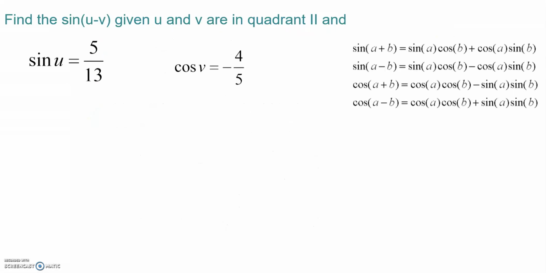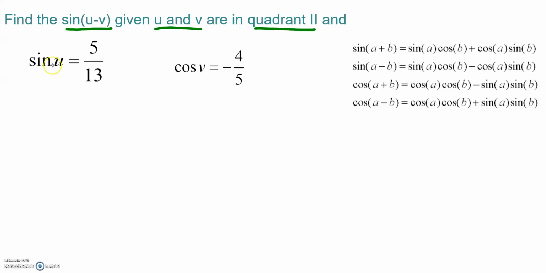Find the sine of u minus v, given that u and v are in quadrant 2. Now what we're going to do is, whenever we're not sure how to start a problem, we usually draw some kind of picture. And a lot of the times it helps to draw a triangle because really, again, everything is based on triangles in some way, shape, or form.